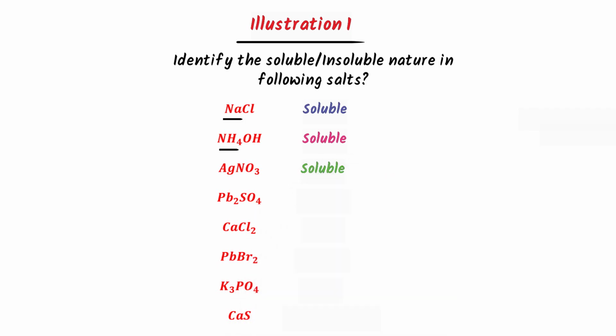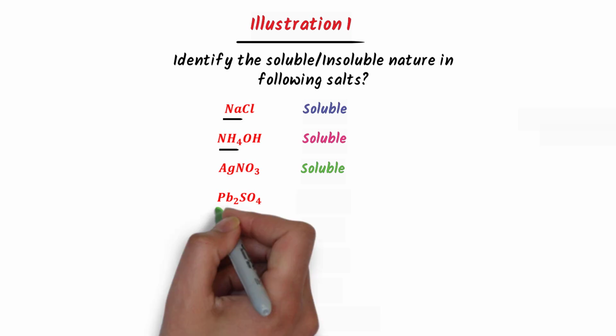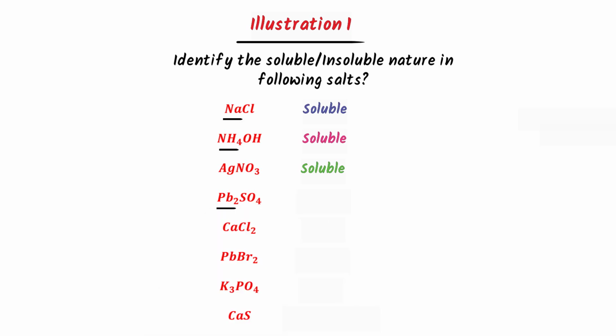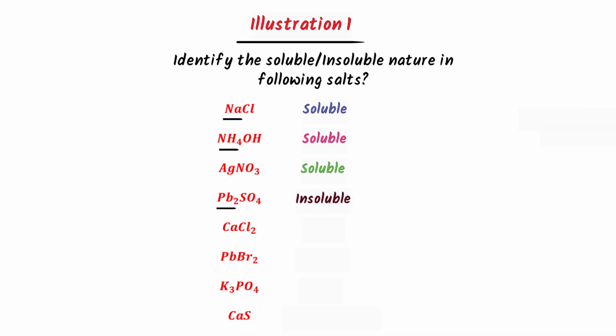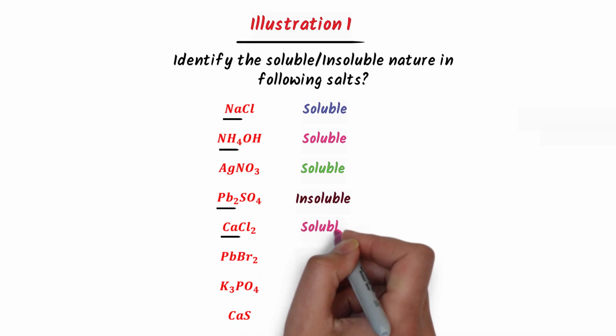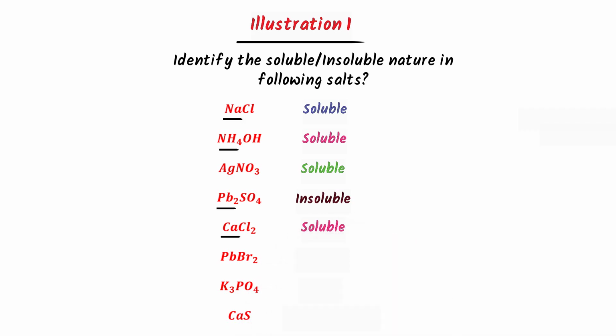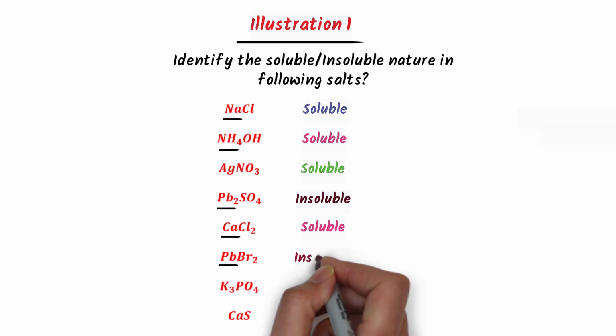Now next is lead sulfate. As we know, sulfates are soluble, but not with lead, mercury, and silver, calcium, strontium, and barium, so lead sulfate will be insoluble. Next, calcium chloride. Halides are soluble, but not with lead, mercury, and silver, so here it's calcium, so it will be soluble. Next, lead bromide. Halides are soluble, but not with lead, so it's insoluble.